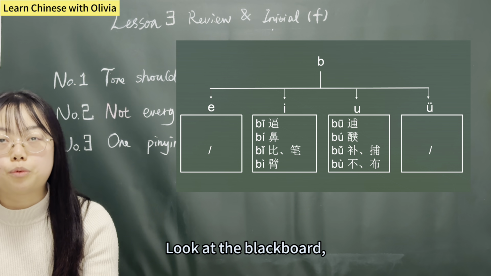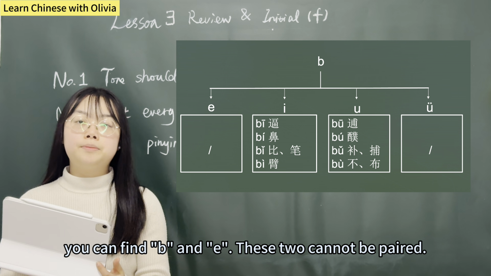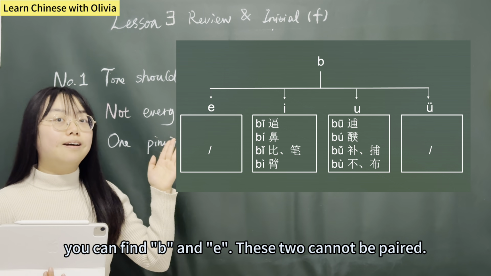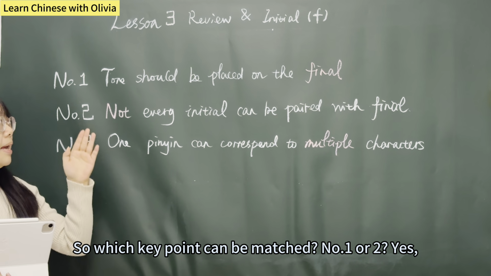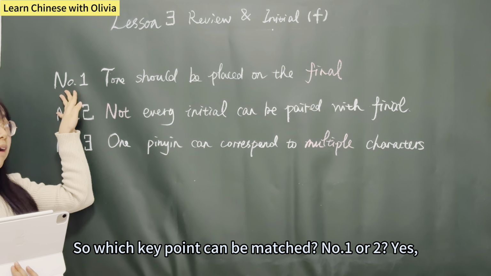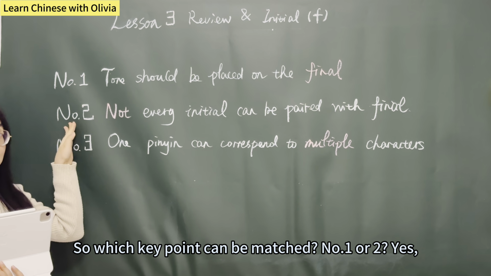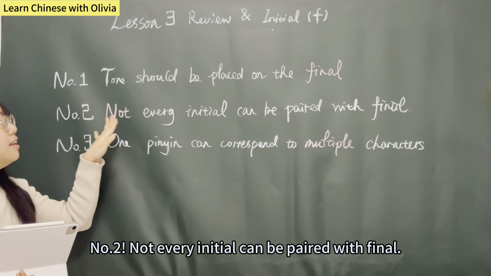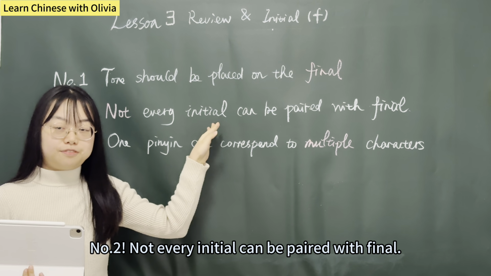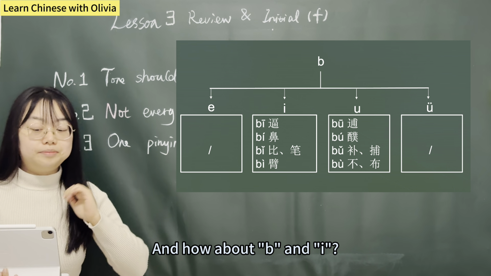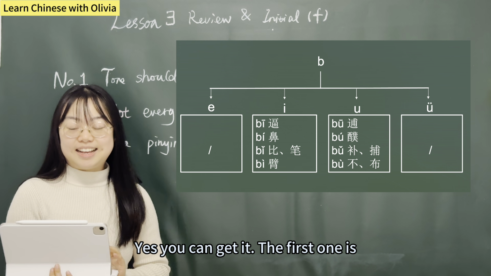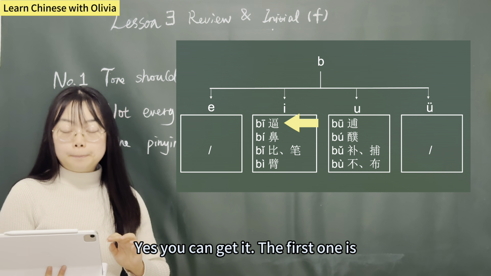Look at the blackboard. You can find bo and a cannot be paired. So which matches the key point number 1 or 2? Yes, number 2. Not every initial can be paired with a final. And how about bo and e? Yes, you can get it. The first one is bē.